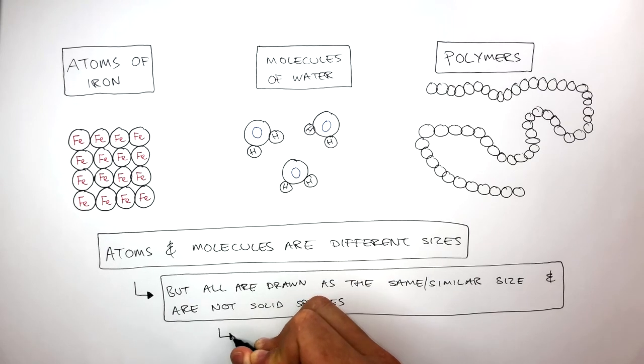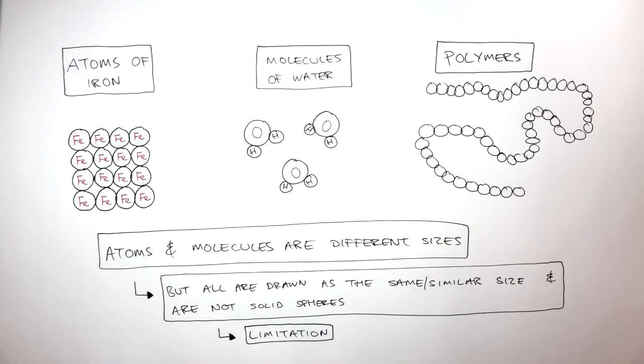And this is another limitation, as it's very important to distinguish the difference in size of the atoms and molecules. Because an iron atom is much bigger than an oxygen atom, yet the particle model does not show this. And a polymer is much bigger than a molecule of water, yet the particle model doesn't show the difference in size as well. So we can see how this is a limitation.